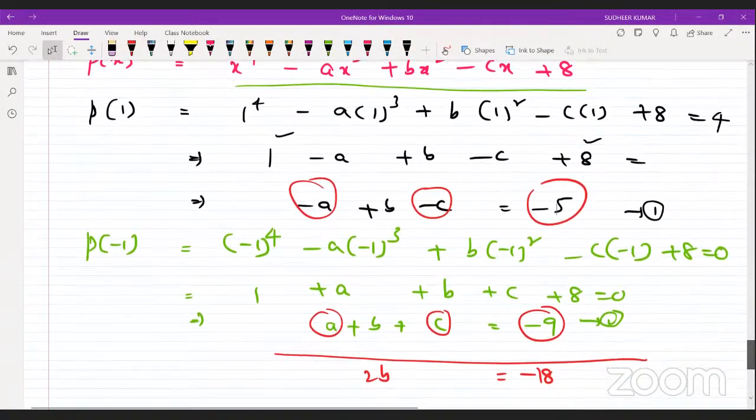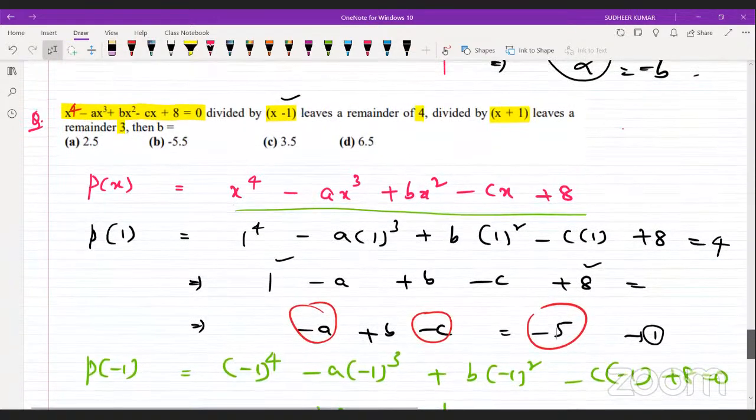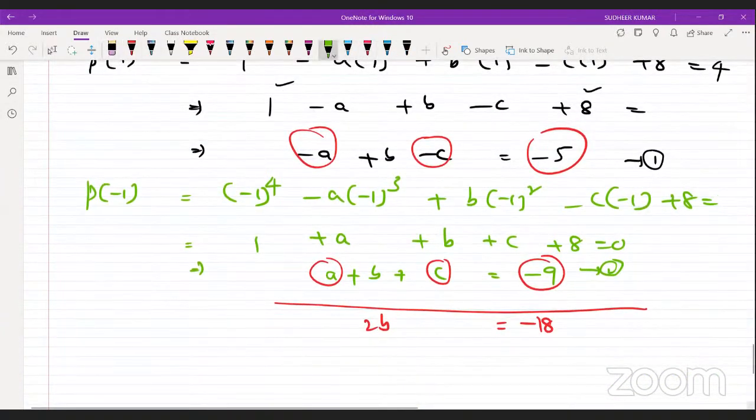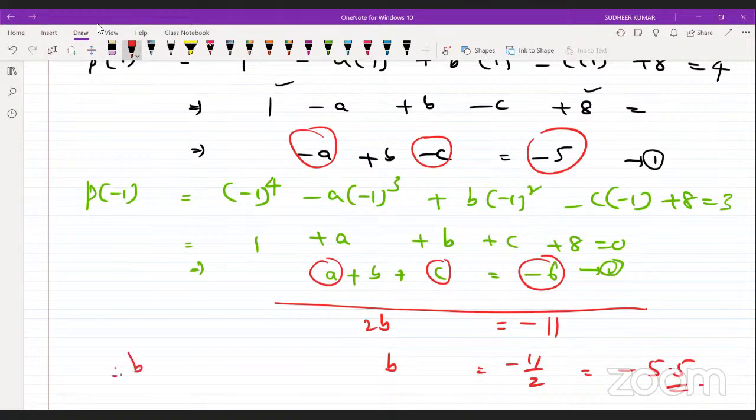And here it also leaves the remainder 3, in the next case. So we should equate to 3. If we equate to 3, this is minus 6. Then if you simplify that, we get minus 6 minus 5 is minus 11. Then b equal to minus 11 by 2. So the answer is minus 5.5. That's it. Therefore, b equal to minus 5.5.